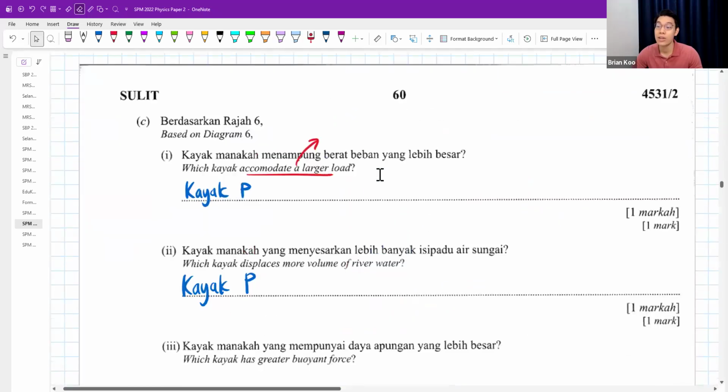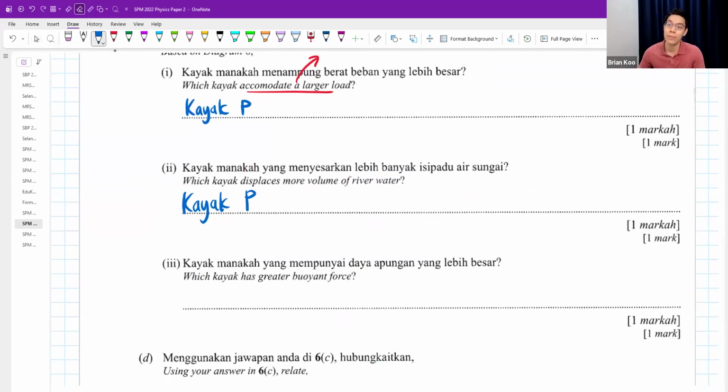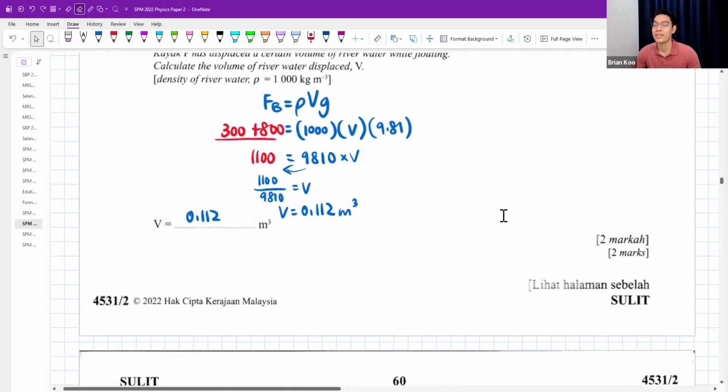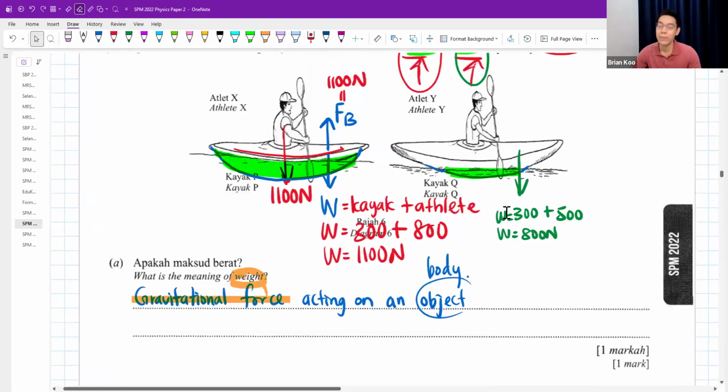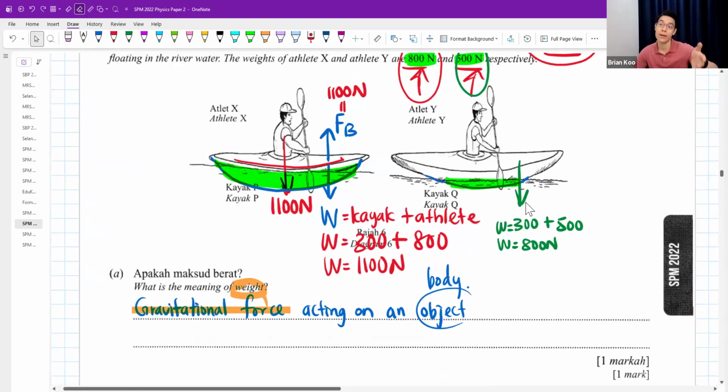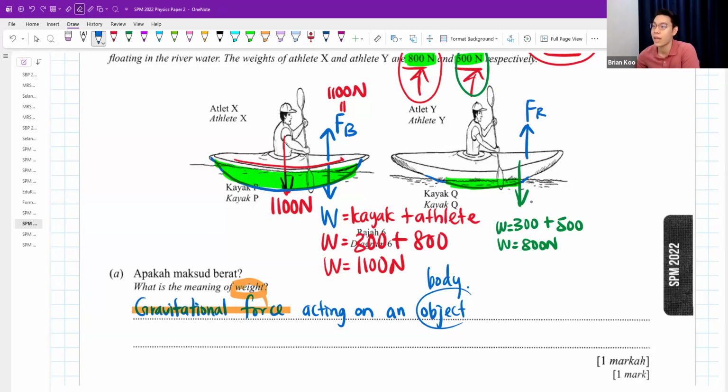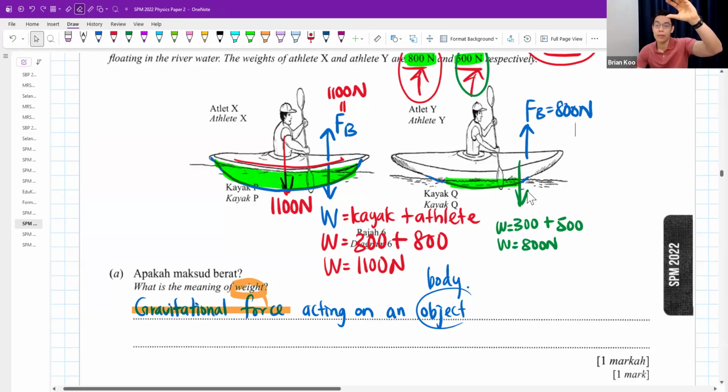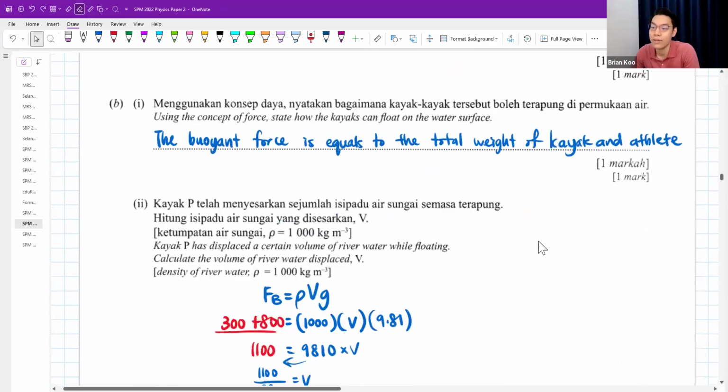Which kayak has a greater buoyant force? Also kayak P. So a bit special, they didn't ask to compare kayak P and kayak Q. They just asked straight up which kayak has the bigger buoyant force. This one is 1100. This one the buoyant force is 800 Newton. Buoyant force and weight must be the same, or else it will fly up. If one of the forces is bigger, it will either fly or sink. But this one never.